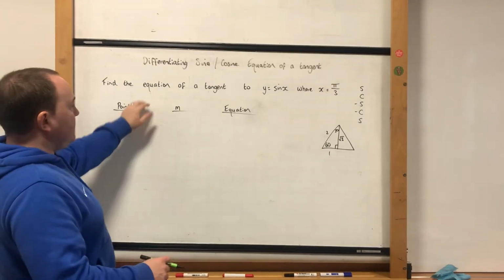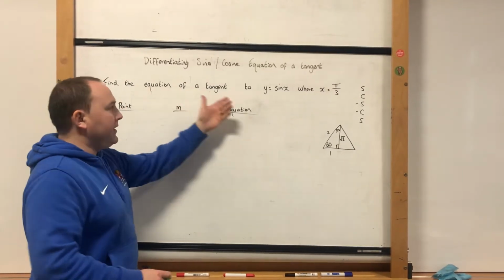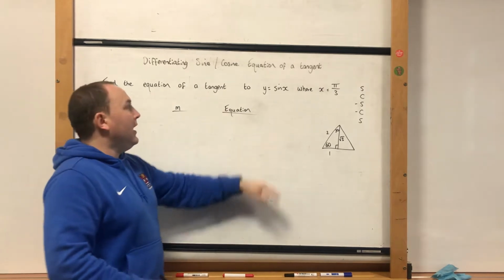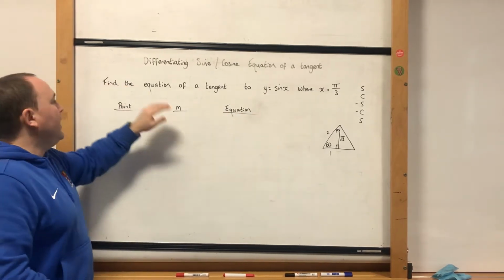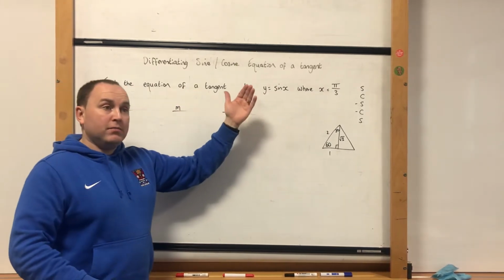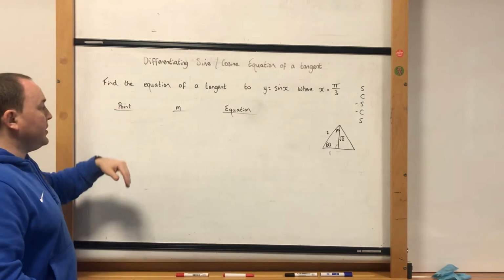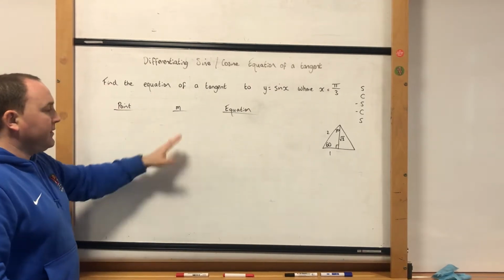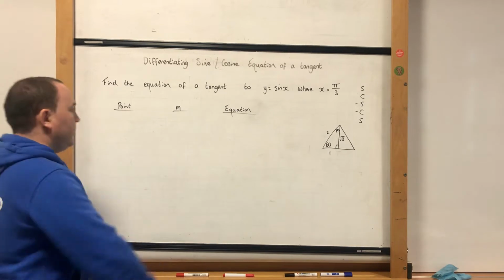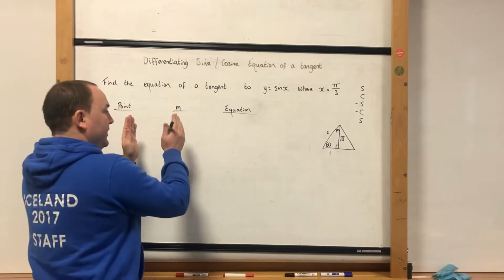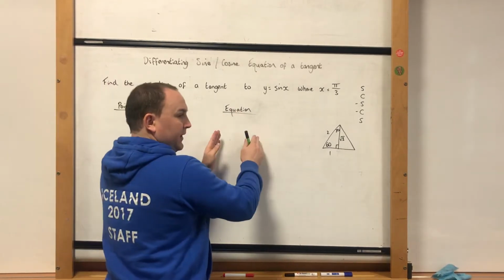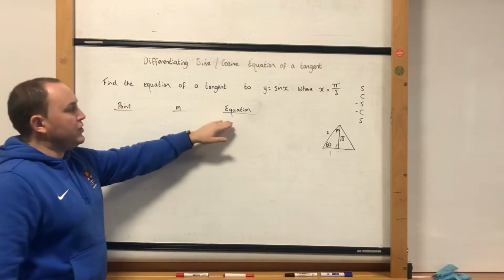Well everyone, let's do an example of finding the equation of a tangent to a trig curve. We've done finding the equation of a tangent to a curve. The structure for that was a point, a gradient and the equation. Knowing the point on the line, find the gradient and find the equation of a straight line.